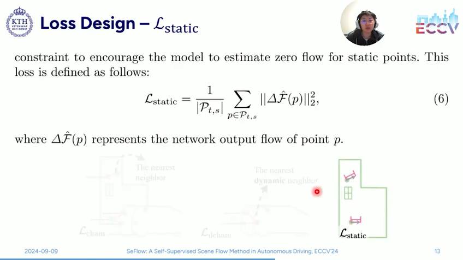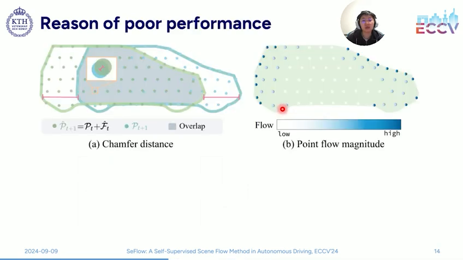Then for static points, we constrain that the flow of static points should be zero. Like if there is some estimated flow on a static point, then this loss will constrain the estimate to zero. After three losses, we still have a big issue: object level motion constraints. The chamfer distance is based on the nearest neighbor. Whereas in this overlapping area, all the nearest neighbors are exactly near them, I mean at the distance level. It results in zero flow estimation in the middle of the object.